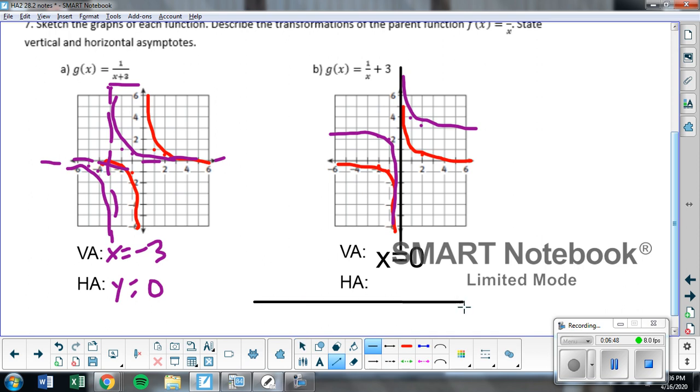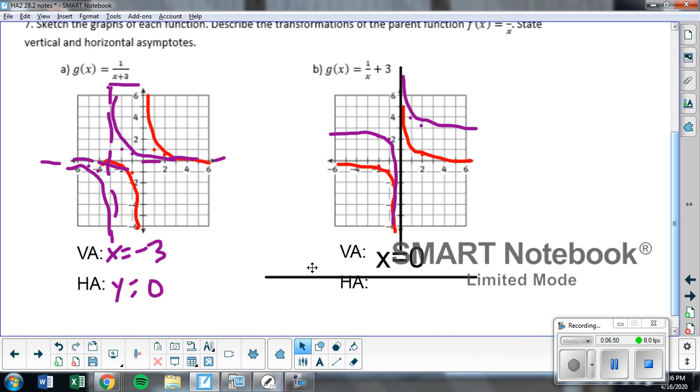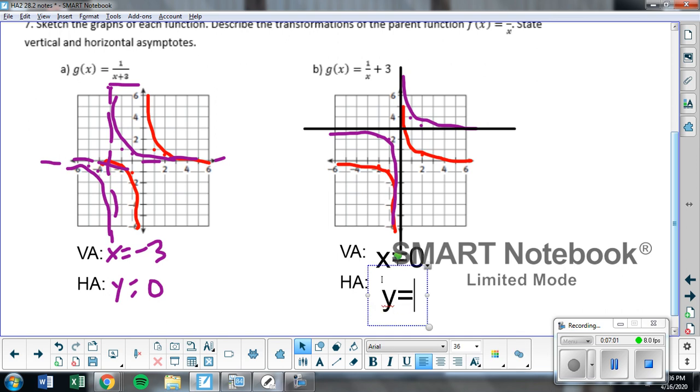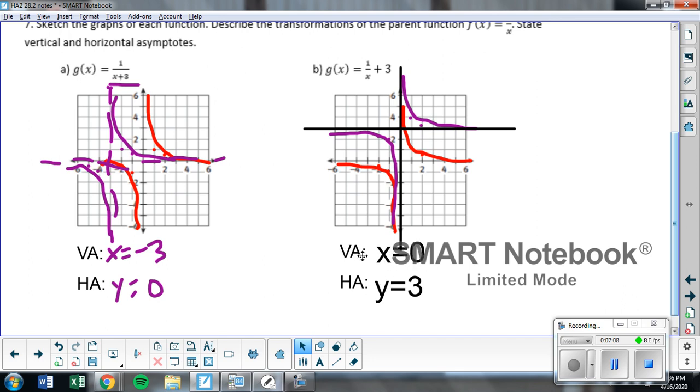Horizontal asymptote. What y value is not there? Looks like here, which is up 3. That makes sense because everything was shifted up 3. So a height of 3, y equals 3 is my horizontal asymptote. Please, please, in your homework, notes, quizzes, label vertical asymptote x equals 0. Don't just put 0. Don't put x equals 0. Vertical asymptote x equals 0. Horizontal asymptote y equals 3. They should be labeled in an equation.